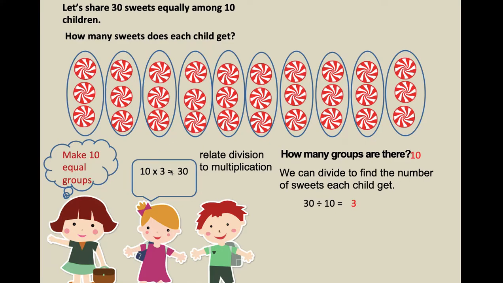Here, if you are thorough with your 10 tables, you are going to make amazing results by having your tables by heart. Okay then, so here we had 10 groups, that is 10 children, and each child is getting 3 chocolates, so 10 times 3 equals 30. Then we are going to write the division sentence: 30 chocolates divided among 10 children, so each child will get 3.